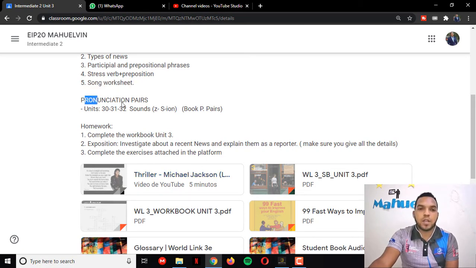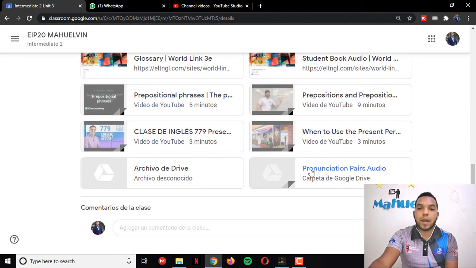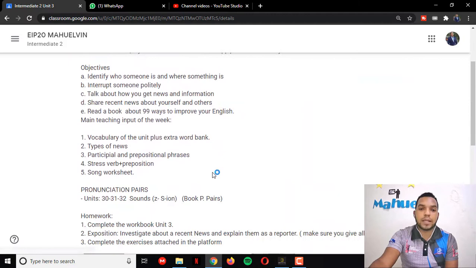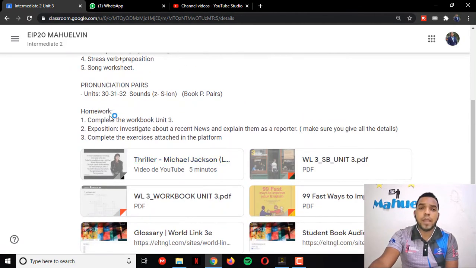As always, continuing with the pronunciation pairs, guys, this week I would like you to please take a look at units 30, 31, and 32, to take a look at these three different sounds. Remember the audios are attached over here, so you can take a look at them. And the homework, as you see, is to complete the workbook Unit 3.